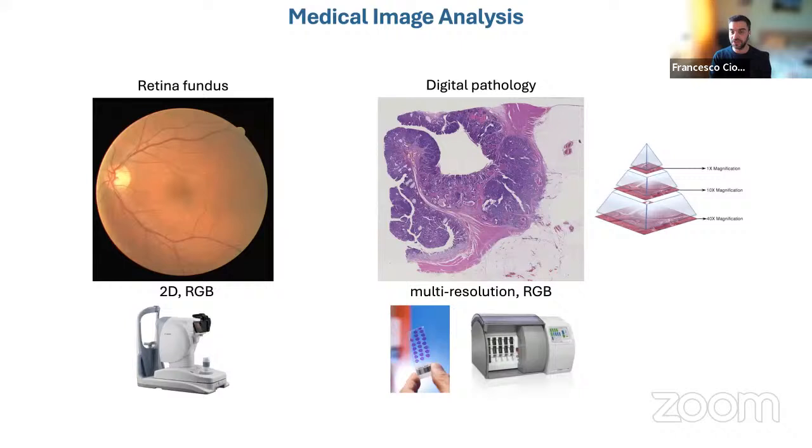Digital pathology is the field of researcher I'm working with. And this also generates RGB images, but these are multi-resolution images. So you see here, sorry, can you see my mouse also? Yeah, okay. So you see here, this is a very high level representation of how the data is actually stored. It's organized in a pyramidal way with multiple magnifications.